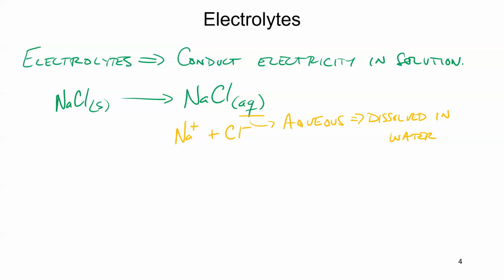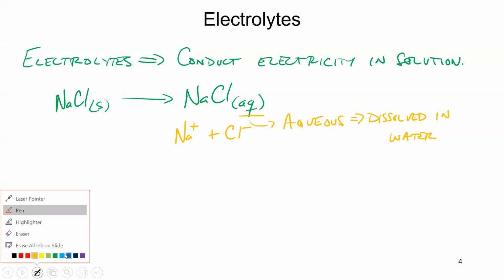But for every mole of sodium chloride that we put into solution, we have a mole of sodium atoms and a mole of chlorine atoms. I should say ions, sodium ions and chloride ions.